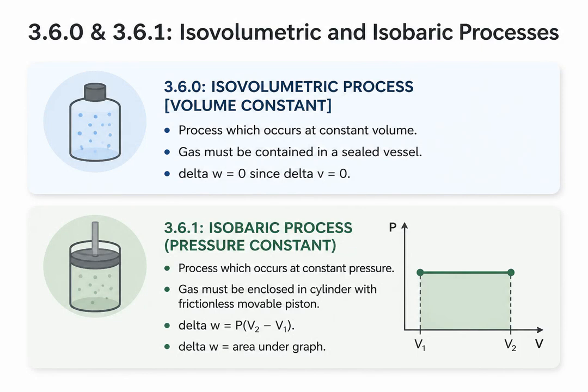Let's classify thermodynamic processes. An isovolumetric process occurs at a constant volume, meaning no external work is done. An isobaric process occurs at a constant pressure, typically in a cylinder with a movable piston, where the work done is the pressure multiplied by the change in volume, which is the area under a pressure-volume graph.